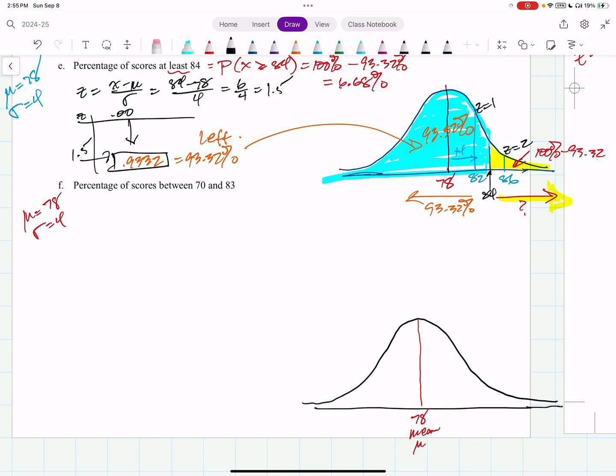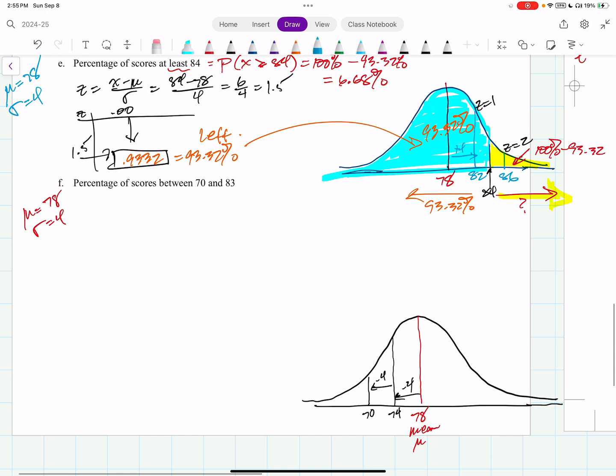So let's find 70. I'm going to go to the left, so subtract to the left. Go 2 deviations. Subtract 4, and you get 70. Well, look at that, it's 2 deviations to the left. Now let's find 83. Go a deviation to the right. One standard deviation to the right, you're at 82. Another one, you're at 86. So 83 is a little bit bigger than 82, so 83 is right about here. Now we've located 70 and 83 with respect to the mean.